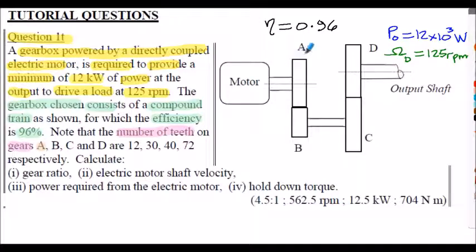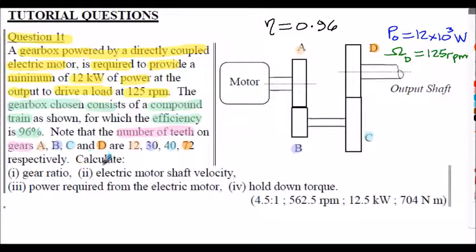Gear A, shown here, connected to the motor, has 12 teeth. Gear B, shown here, has 30 teeth. Gear C, shown here, has 40 teeth. And gear D, shown here at the output, has 72 teeth.